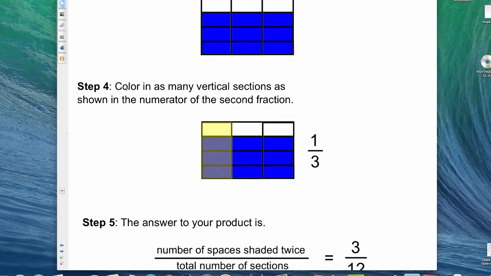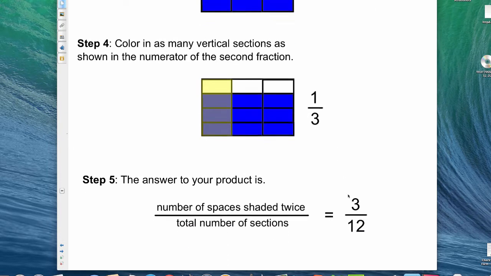Step 4 says to color in as many vertical sections as shown in the numerator of the second fraction. So my numerator in the second fraction says that I've got 1, and so I color in only 1 of those vertical columns. So I've got 1 of them colored in here. In this case it's yellow. Color doesn't really matter.